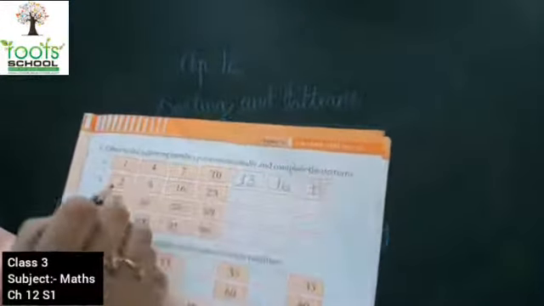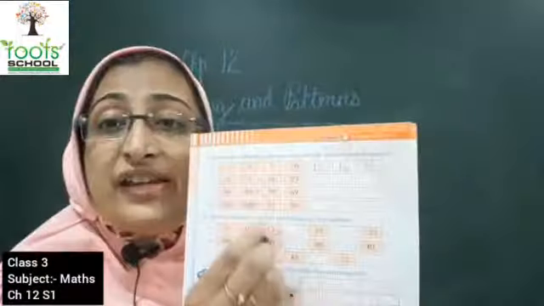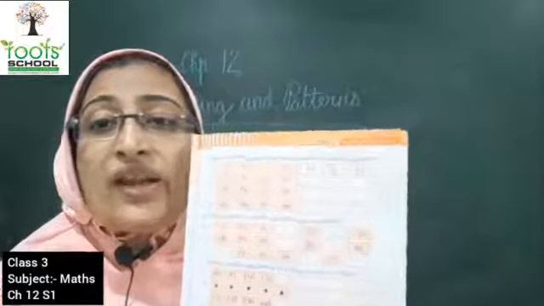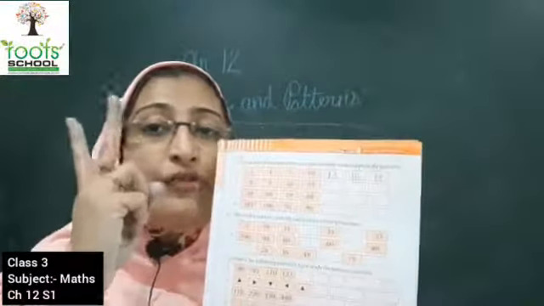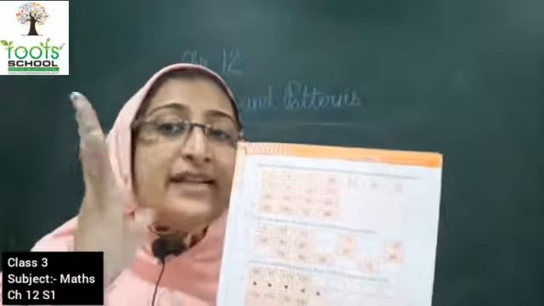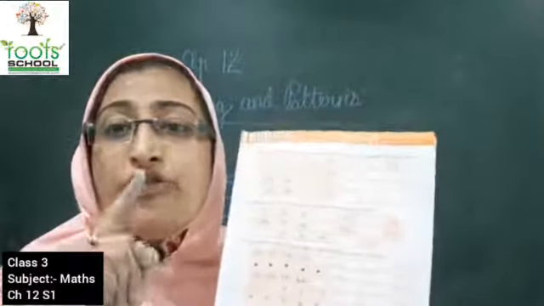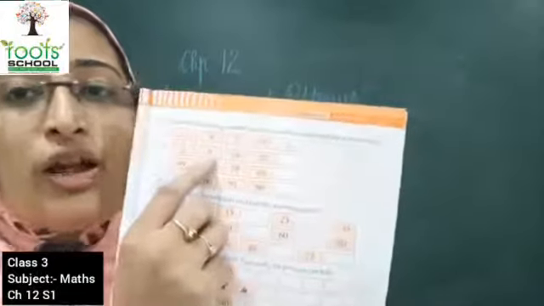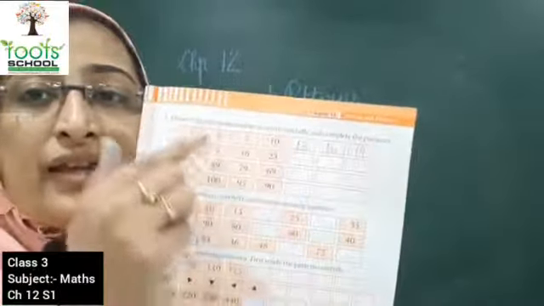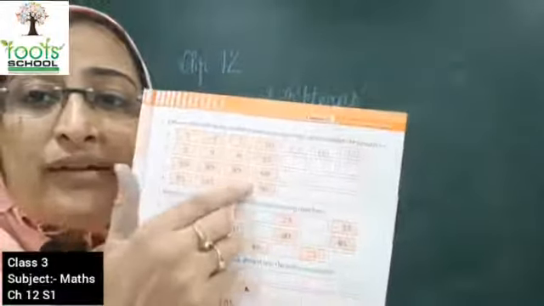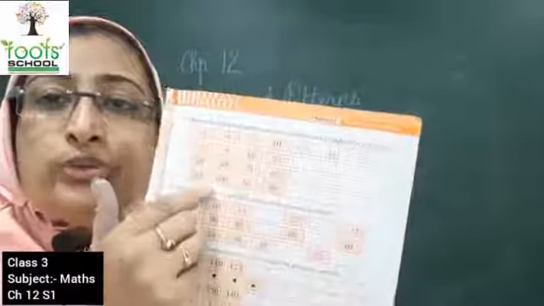Similarly kids, here 2, 9, 16, 23. Here you can see there is a difference of 7 numbers. After 2 start counting till 9 comes. 3, 4, 5, 6, 7, 8 and 9. What is the difference? 7 numbers. So here you have to do skip counting by 7. Similarly, you have to see the pattern and do this.